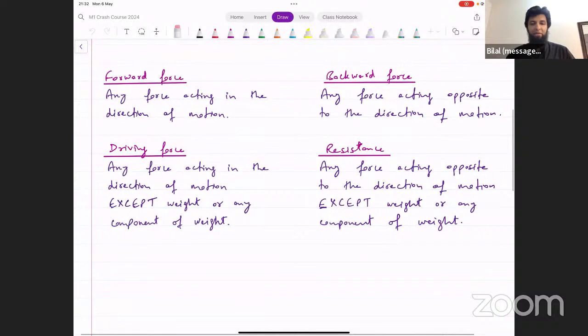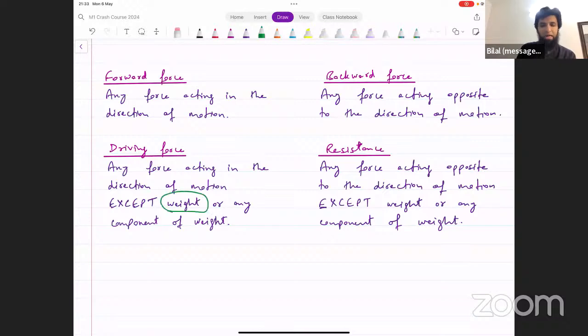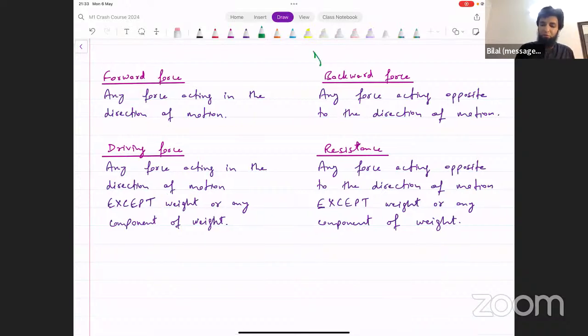Forward force is any force that is acting in the direction of motion. So all forces that are acting in the same direction in which the particle is moving, that's a forward force. Driving force is all forward forces except weight or any component of weight. So all forward forces are considered driving forces as well, apart from weight. Weight is not considered a driving force. Okay. And similarly, backward force is any force that is opposing motion.